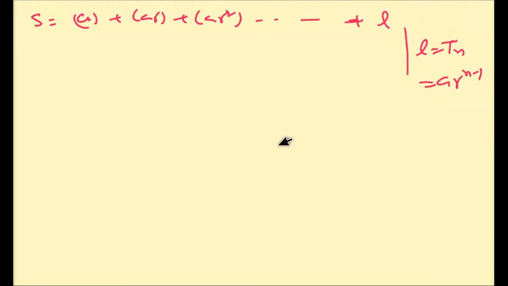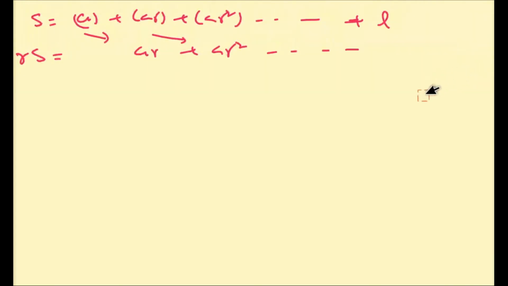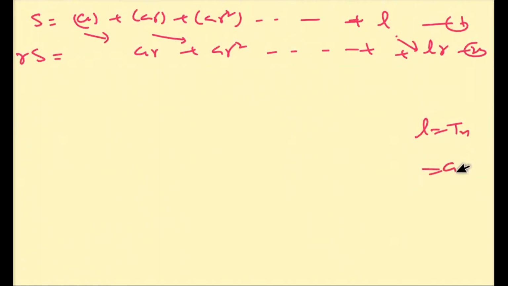Now if we multiply by r, we write here ar, and multiplying by r again, we write here ar square. So at the last term we multiply and we get lr. This is equation 1, equation 2, where l equal to Tn equal to ar^(n-1).